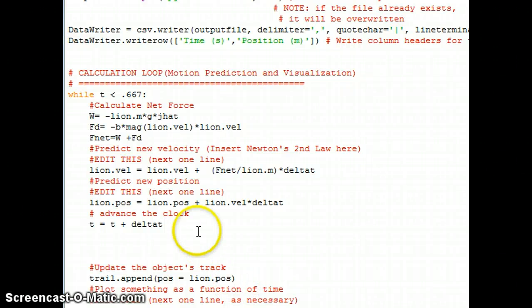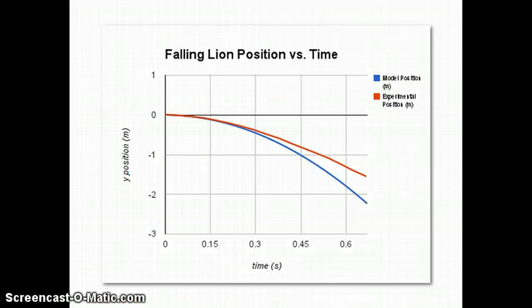Each equation is updated to reflect the equations v final equals v initial plus F net divided by the mass times delta t. The weight force on the lion was found to be the mass times the gravity times j hat, which is representative of the interaction of the Earth with the model. The observed position of the object was plotted against time. The object fell for a total of 0.667 seconds.